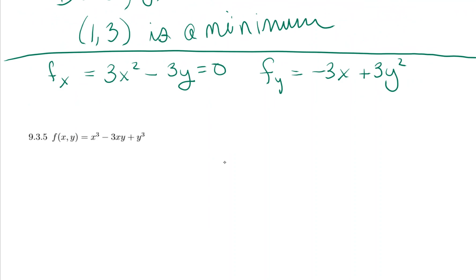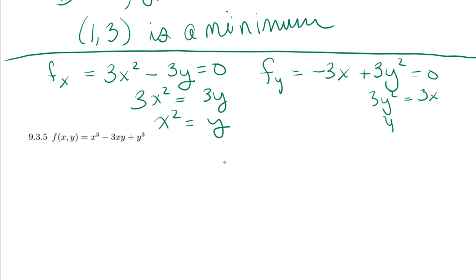I don't know. This one's hard. So let's just move the 3y over. So I'll get 3x squared equals 3y, or rather, x squared equals y. I'm going to get something similar over here. Let's try that. Let's set that equal to 0, and move the 3x over by adding. Divide by 3. You'll get y squared is x.